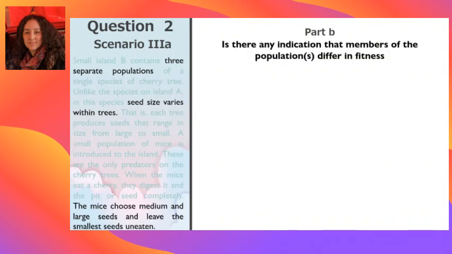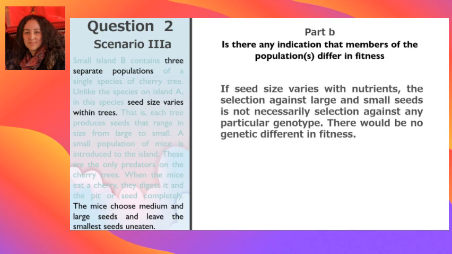Okay, part B. Is there any indication that members of the population differ in fitness? So if seed size varies with nutrients, as we have concluded from an observation given to us in the previous part, the selection against large or small seeds is not necessarily selection against any particular genotype. There would be no genetic difference in fitness.